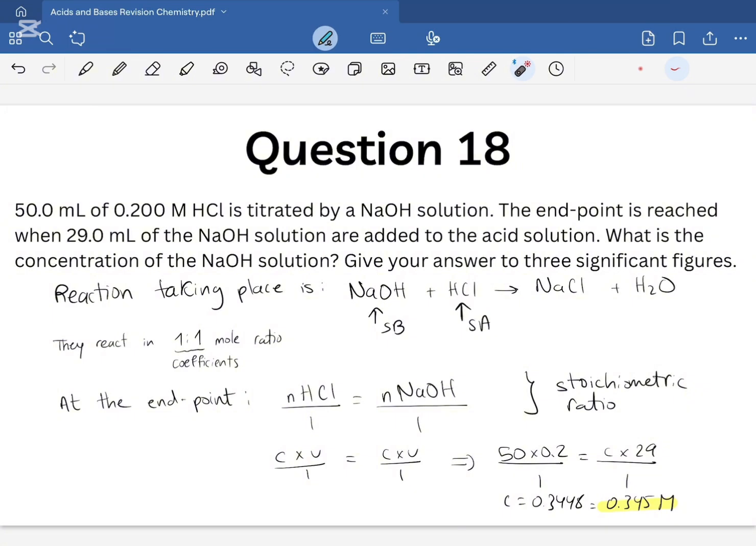I just want to mention over here that the volume, I kept it in milliliter, and over here in milliliter. You can change it to liter. However, you're going to end up with the same answer, as they will be cancelled at the end. And the final answer will be 0.345 M. So if you use, for example, 0.05 over here, and 0.029 over here, you're going to end up with the same final answer.